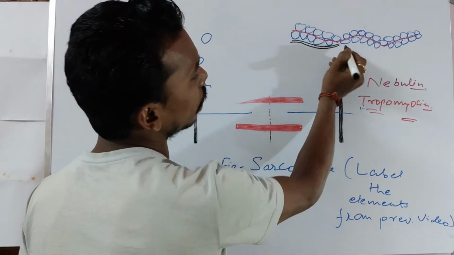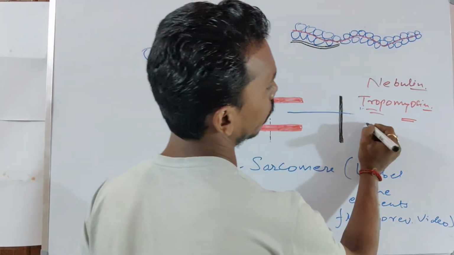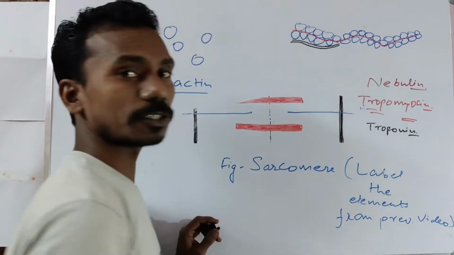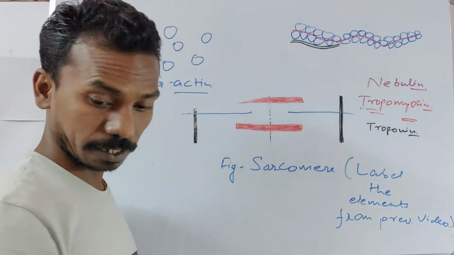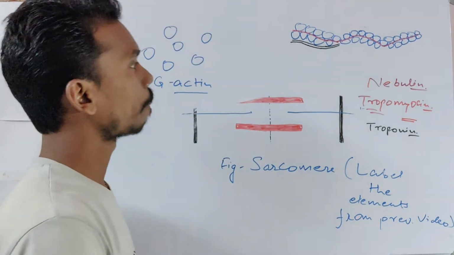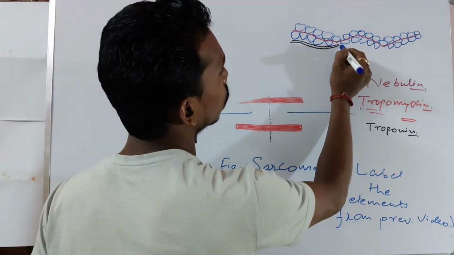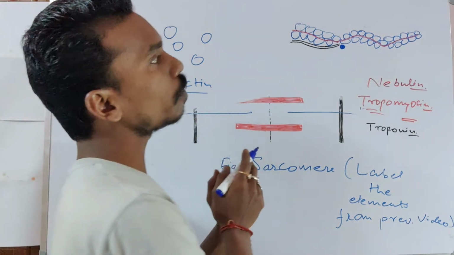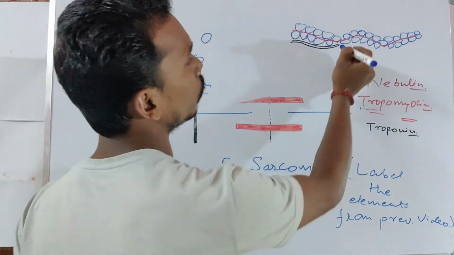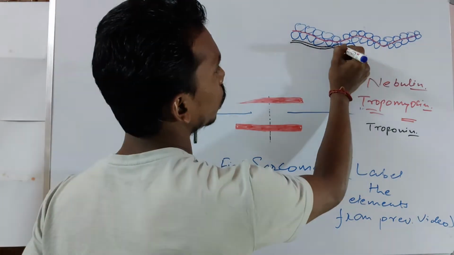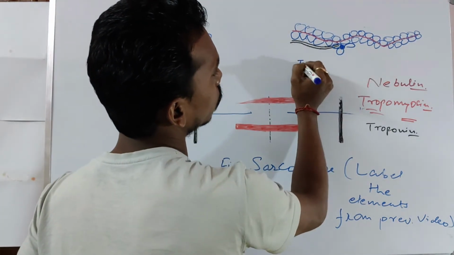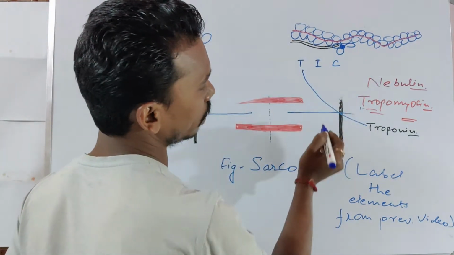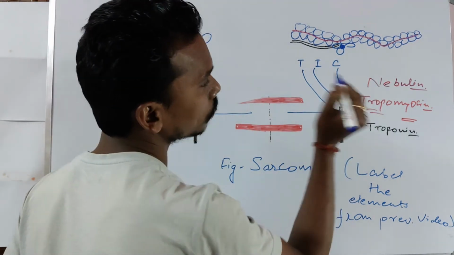And then the other protein is troponin. This troponin is attached with the tropomyosin, and troponin has 3 subunits. The subunits are T, I and C. That is troponin T, troponin I and troponin C.